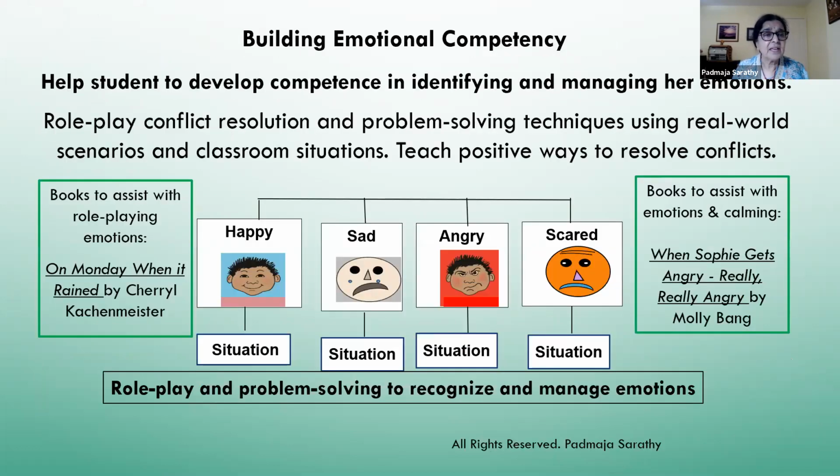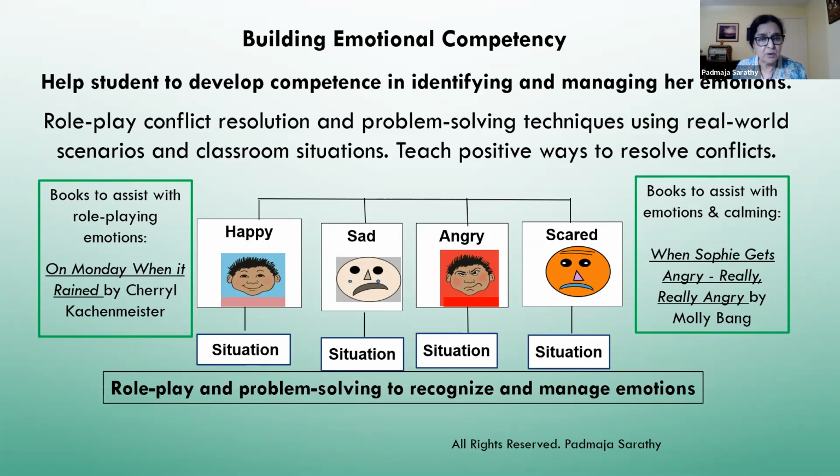So another way you can help the student is using stories to build the student's emotional competency. Some of the books that are appropriate for a young child, one of the great books is On Monday When It Rained by Cheryl Kachenmeister. Another book that is one of my favorites is When Sophie Gets Angry, Really, Really Angry by Molly Bang.